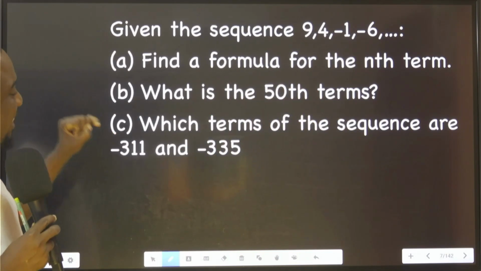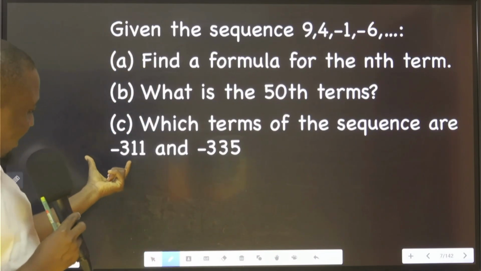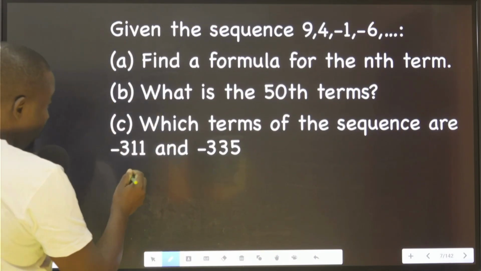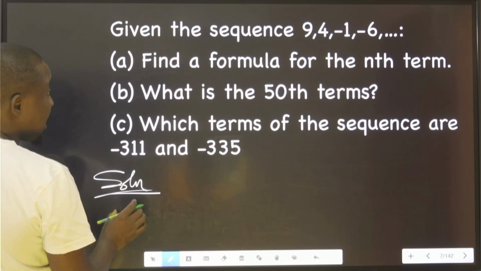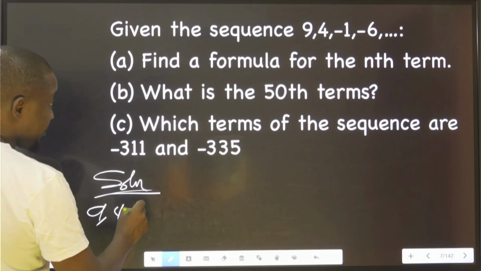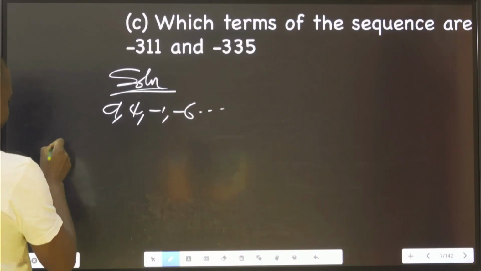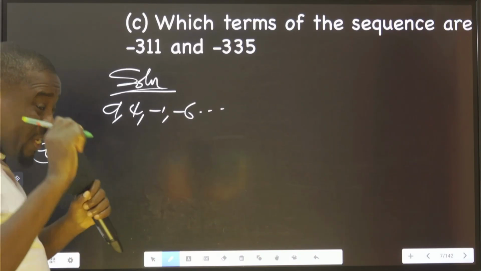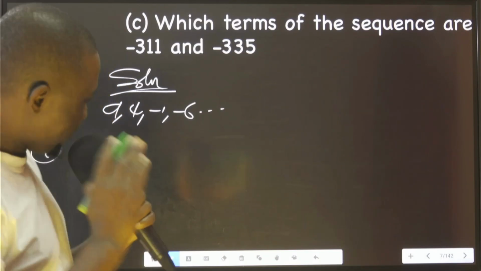Thirdly, which terms of the sequence are this and this. Now, I want to write this out. It's a solution. Let's first of all copy them. Okay, we are looking for the formula. What we need to do is to write down the formation of each term.